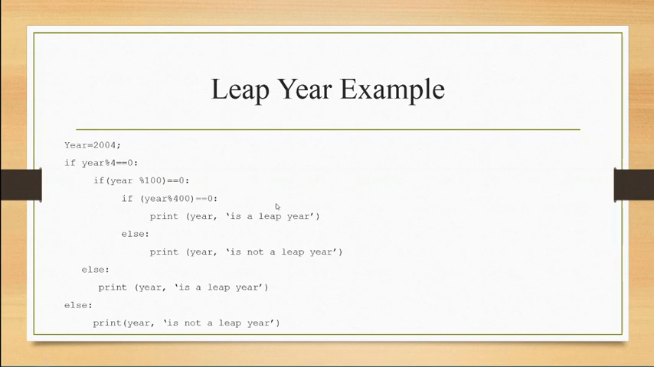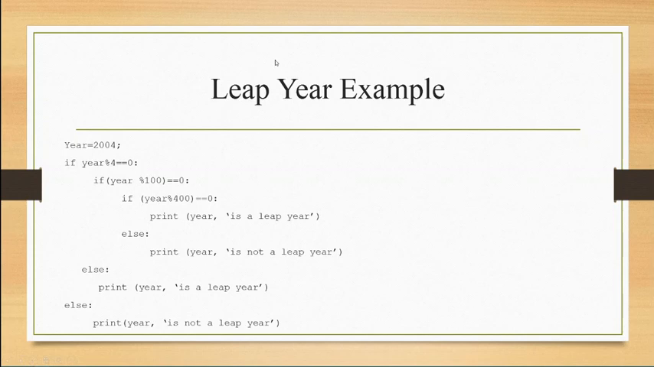As you can see in this example, we have a year 2004 and we have to check whether it is a leap year or not. We will check if for a year to be leap, it must be divisible by 4, and if it is a century year, it must be divisible by 400 also. Only those century years which are divisible by 400 can be a leap year.